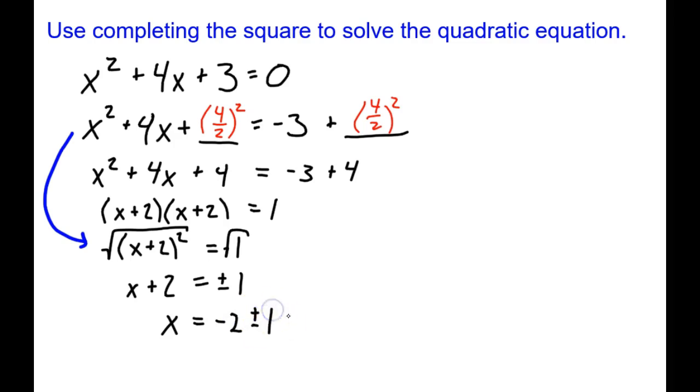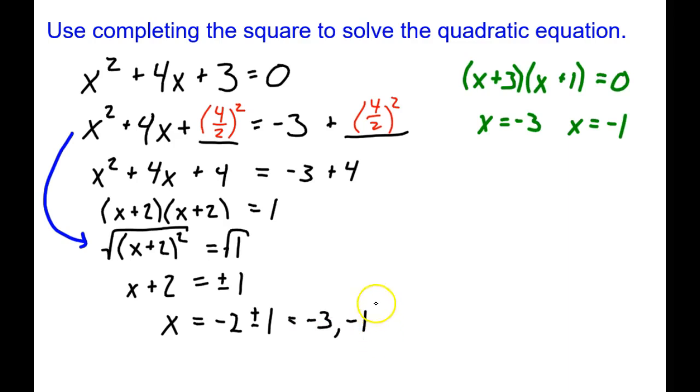Now if we simplify that, negative 2 minus 1 is negative 3. Negative 2 plus 1 is negative 1. So notice these two answers, negative 3, negative 1, those are the same two answers we would have gotten if we would have factored this into x plus 3 times x plus 1, then used the zero product property. We'd still get x equals negative 3, negative 1.